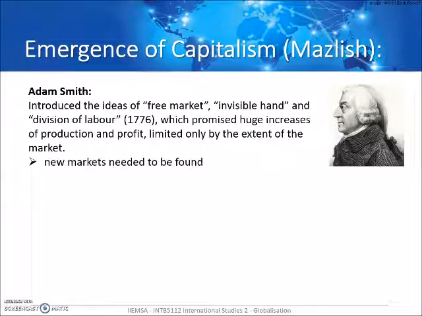Now, this whole concept basically said that you could increase your production and your profit more and more and more, and that the only limit was the market. The only limit was the amount of resources that you had. And this basically led to the idea that new markets needed to be found. And if you need new markets, you need more and more and more, right? Which really made capitalism drive globalization, because companies started to need more resources, more workers, more everything in order to produce more, in order to increase more profit.